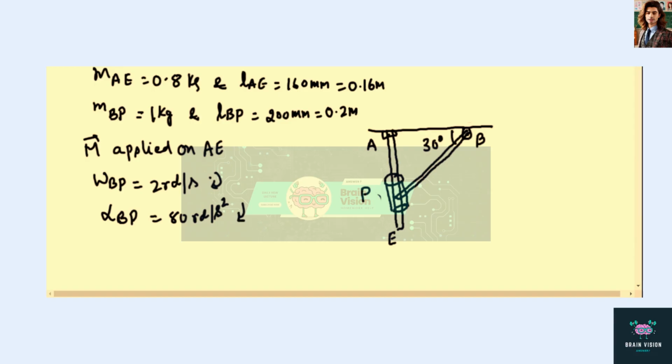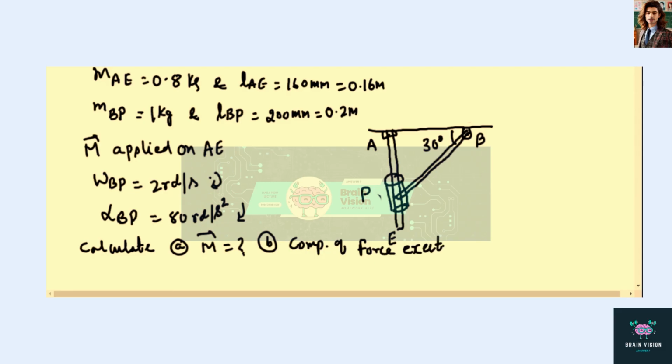We have to calculate, first part, the moment applied at A, and second, the component of force exerted on AE by P. Let us start solving it.